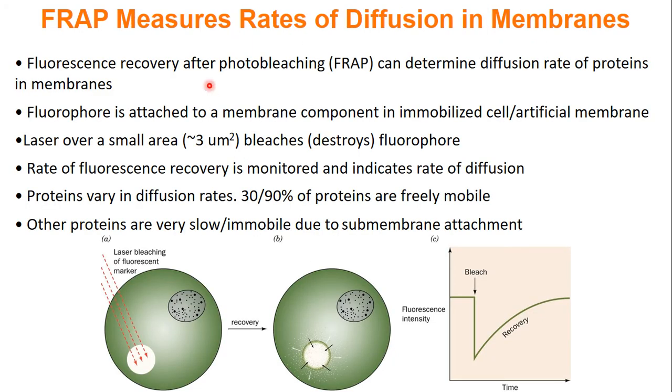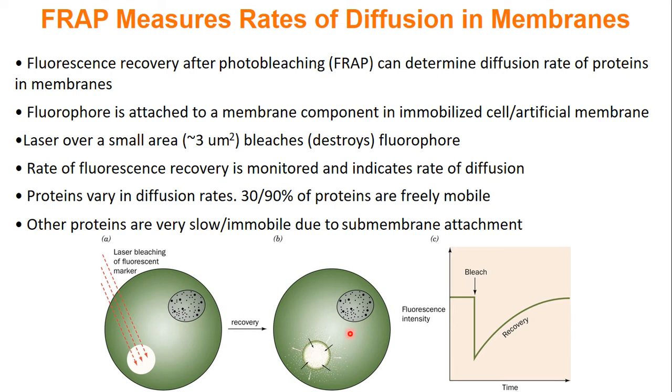Now, one way we can measure the speed of movement is through FRAP, or fluorescence recovery after photobleaching. This is how you can determine diffusion rates. And so what you do is that you attach a fluorophore, or something that fluoresces, to anything you want to measure in the membrane. Usually you use a immobilized cell or artificial membrane so you can actually measure this. Then over a small area of your membrane you shoot a laser. This laser, with its intensity, will destroy any fluorophore. That is, you no longer get fluorescence from the area that was hit.